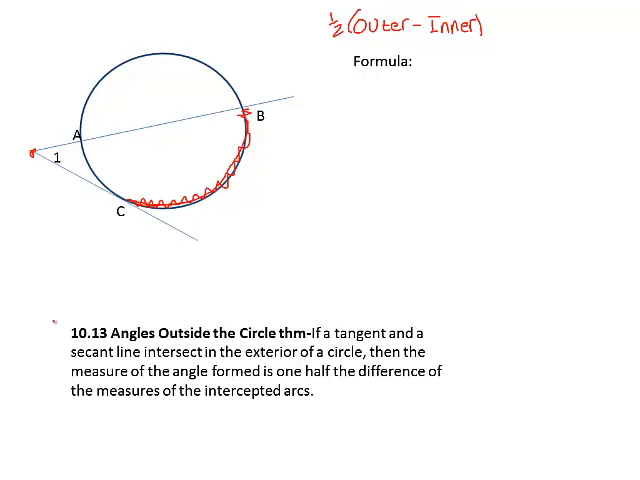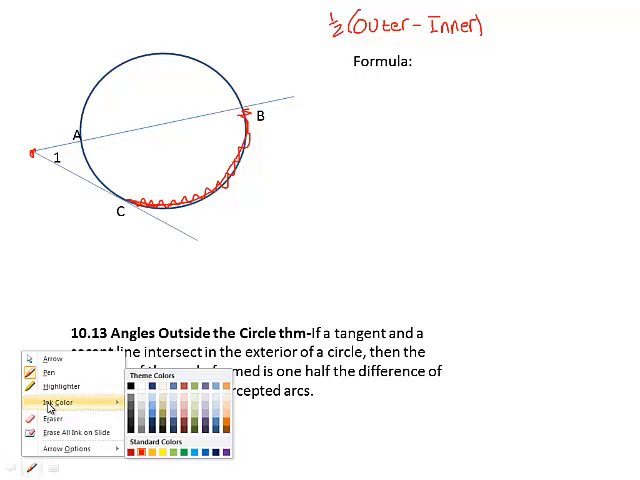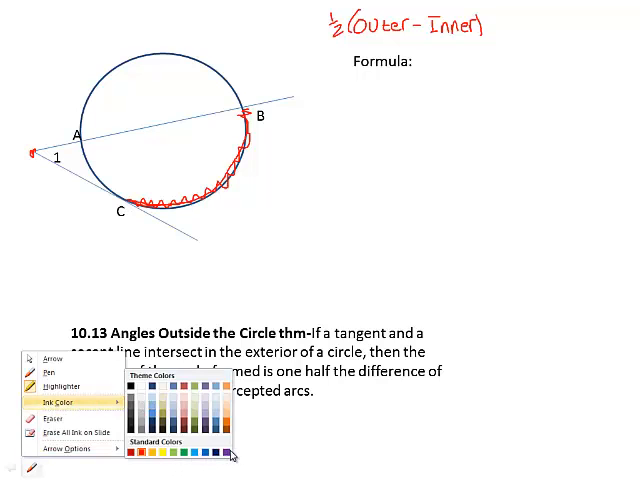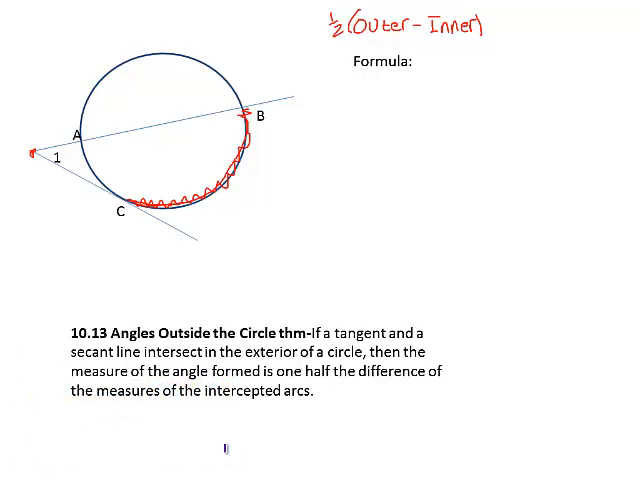Then you have to find out what your inner arc is. So your inner arc, again, is between the secant and the tangent. So here's your inner arc here. Whatever those angle measures are, you do basically the red minus the purple. So the formula is as follows: outer minus inner times 1/2. So the measure of AC and the measure of BC, the difference between the two.